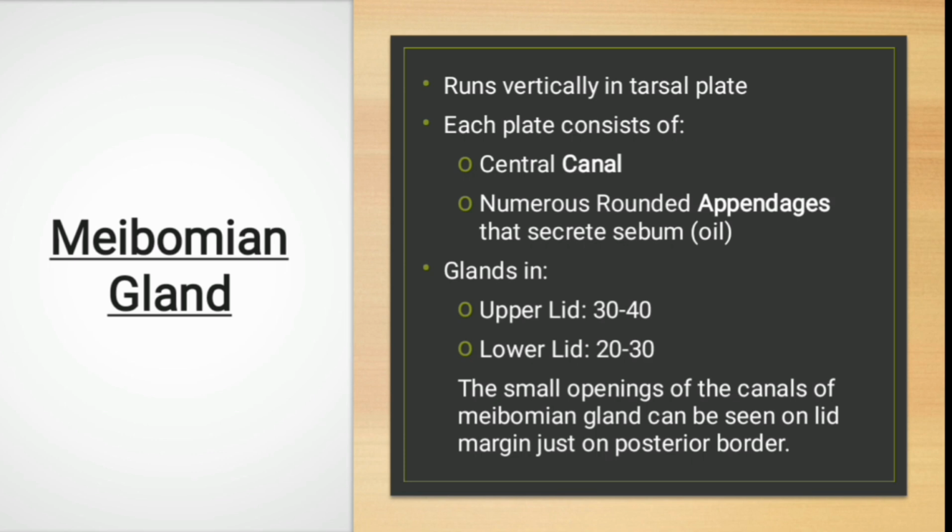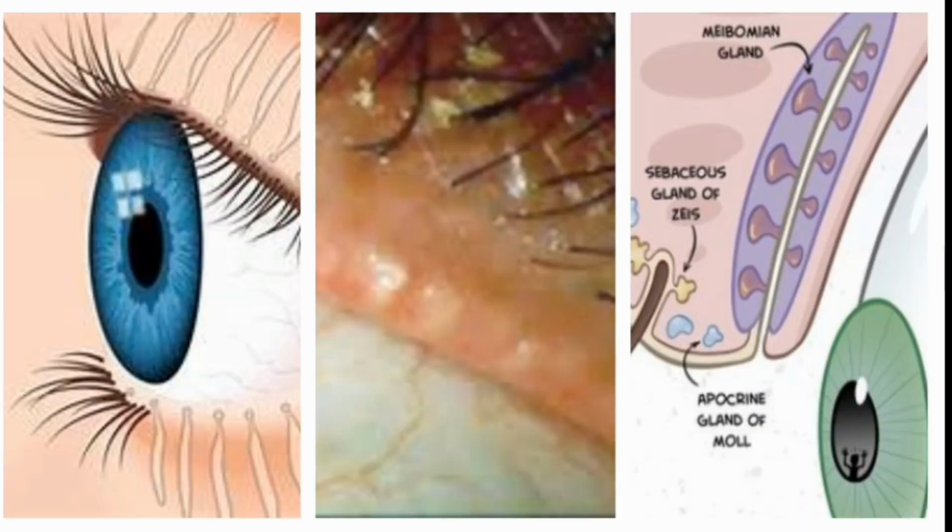The glands in the upper eyelid number about 30 to 40, and in the lower eyelid about 20 to 30. The small openings of the canals can be seen on the lid margins, just on the posterior border. So this is the superior tarsal plate, and here lies the inferior tarsal plate. In each tarsal plate, 30 to 40 Meibomian glands are present, which run vertically.